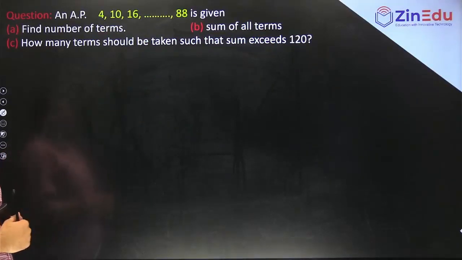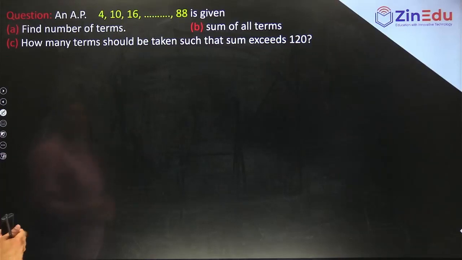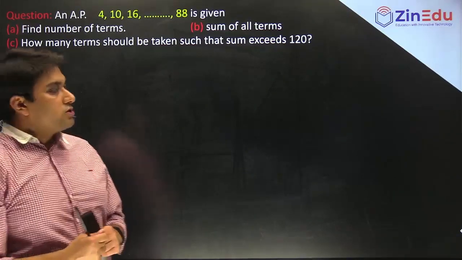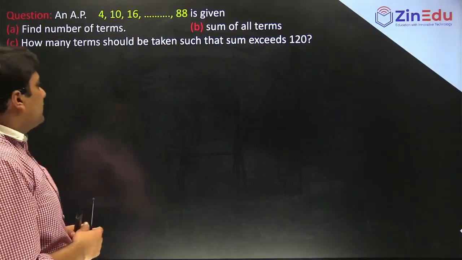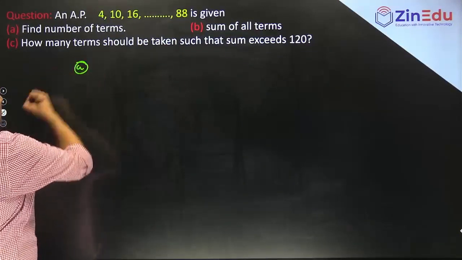So let's move to another question. An AP 4, 10, 16 up till 88 is given to us. Then find the number of terms. So the first question is to find the number of terms. Then the second question is the sum of all terms. Then how many terms should be taken so that the sum exceeds 120? Okay, so let us try to solve the A part first.